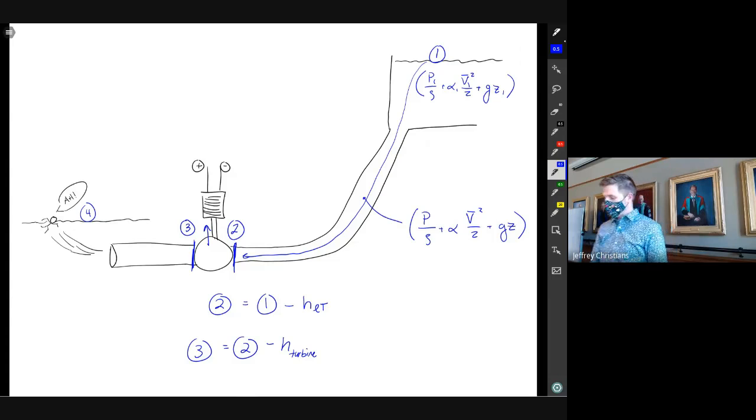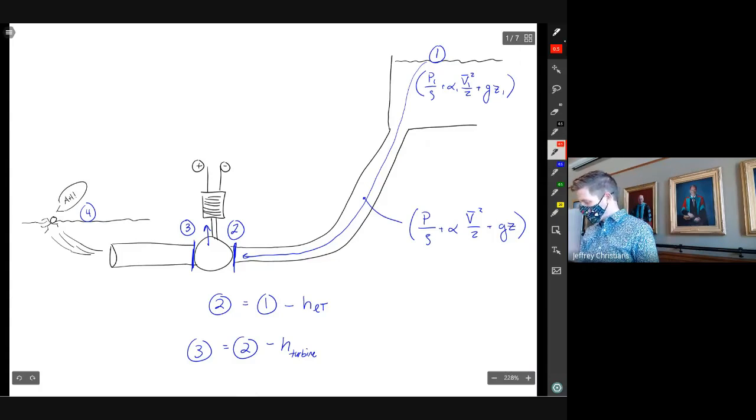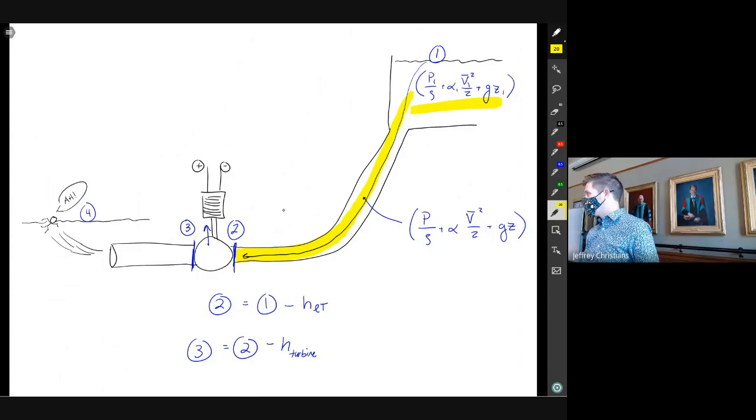So how much energy do I have at 4? Well, I started with this much at 1. I came down here and lost some to friction, lost some to friction, lost a huge amount because I took it out to work. And then I lost some more to friction, and now I'm here and I have this much energy.